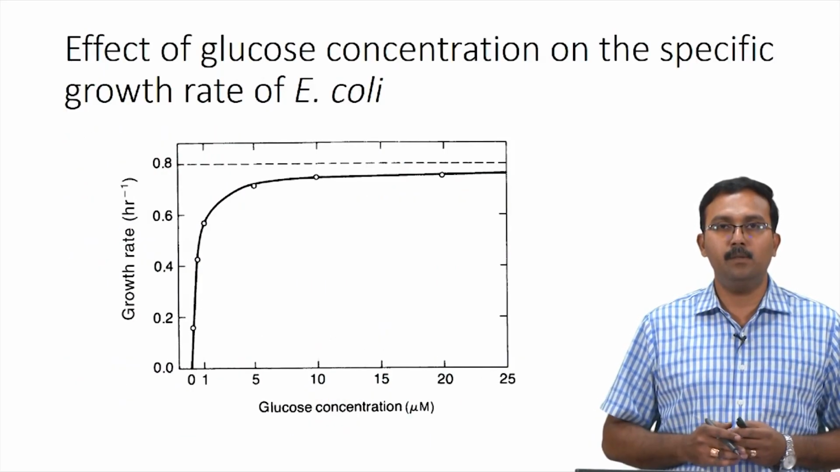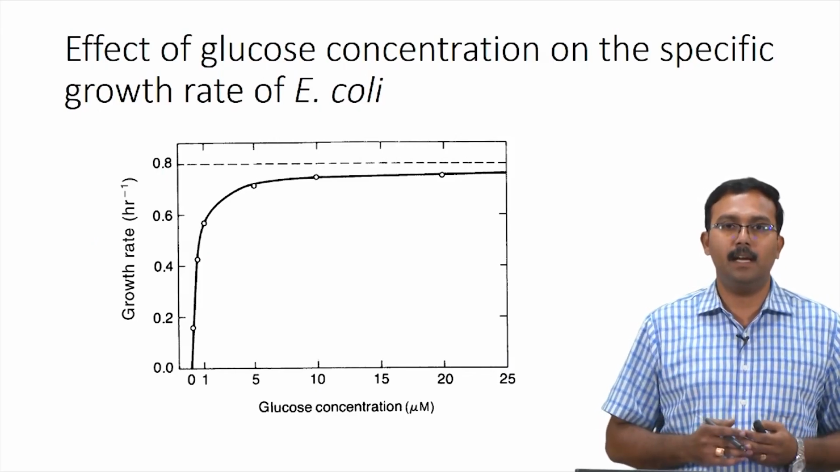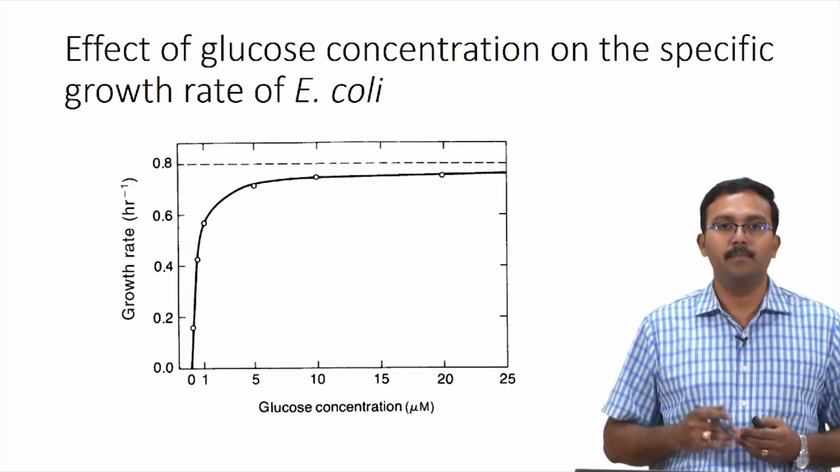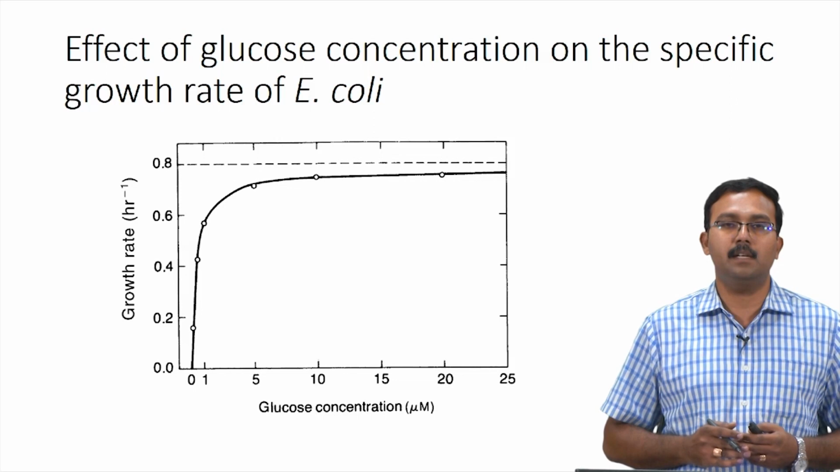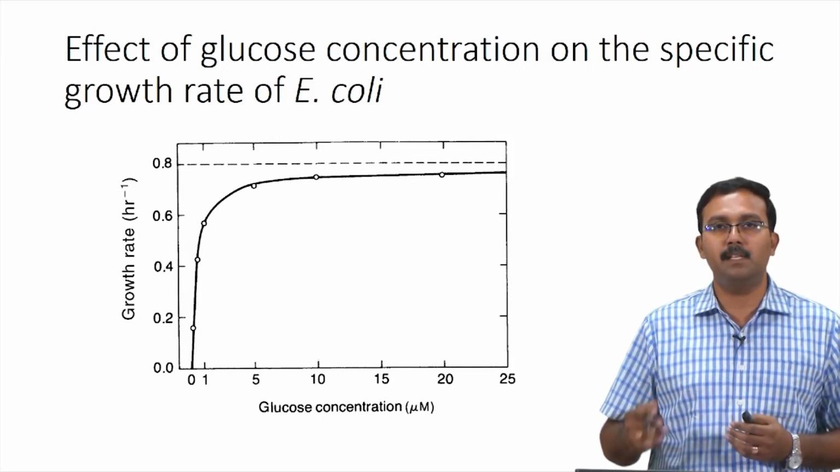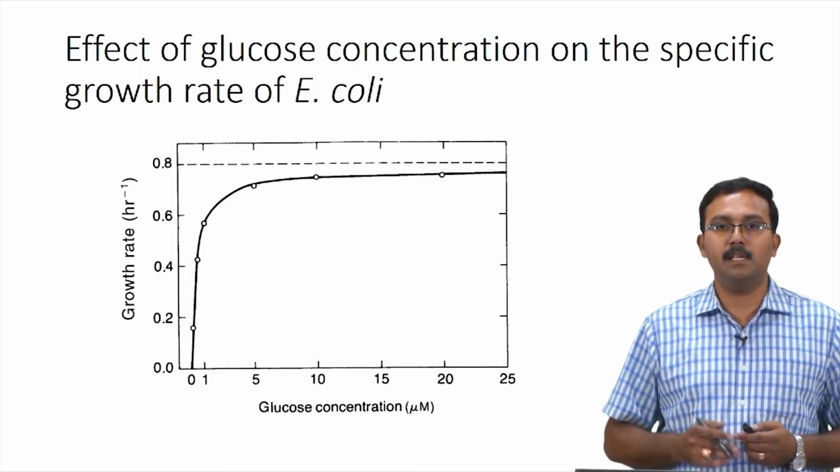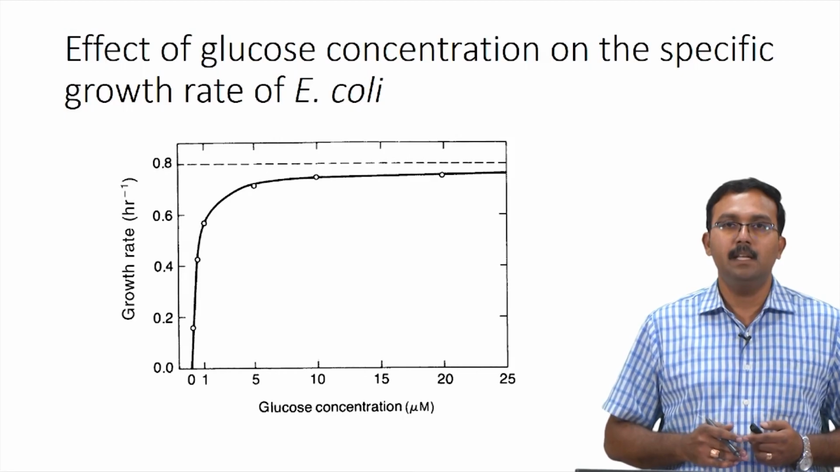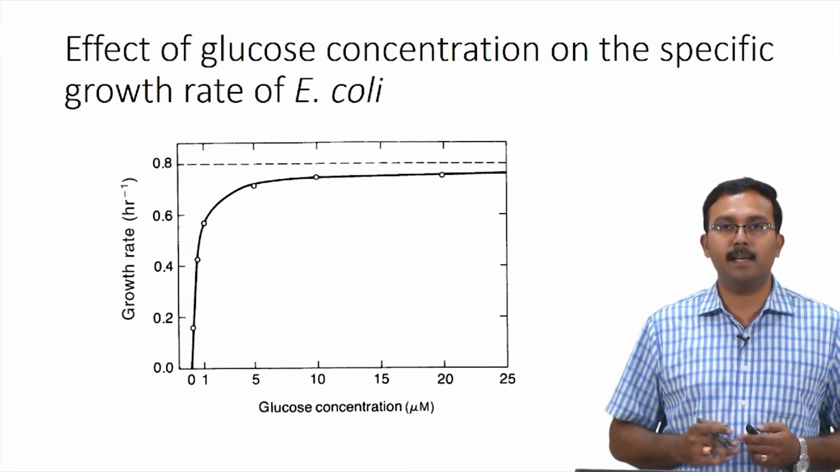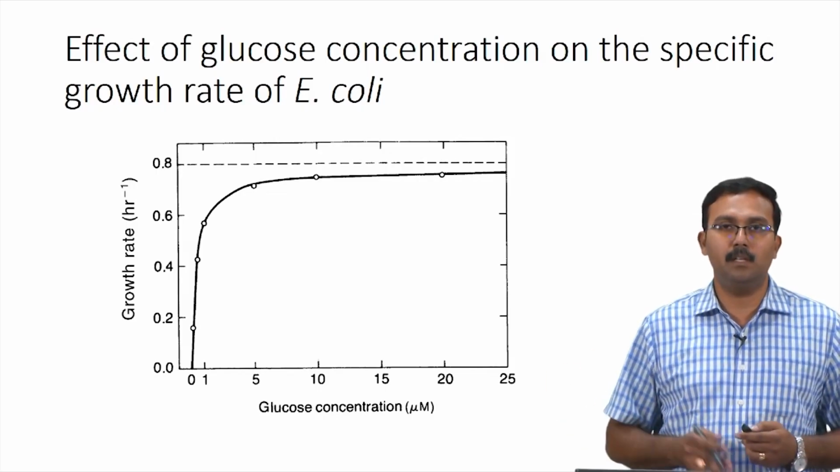When you actually culture E. coli with different substrate concentrations and measure the specific growth rate, this is how the graph would look. The specific growth rate versus substrate concentration graph looks very similar to what you would have observed with the V versus S curve for enzyme kinetics. So, this is a saturation kinetics, and as you can see, the specific growth rate approaches a maximum value mu max or mu m when the substrate concentration increases beyond a certain point.